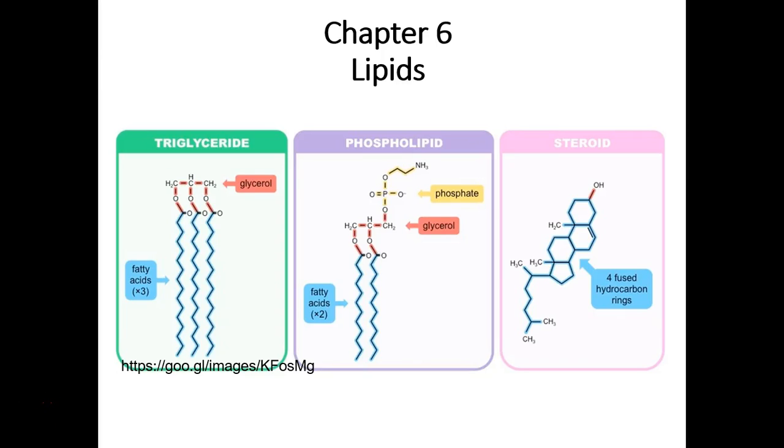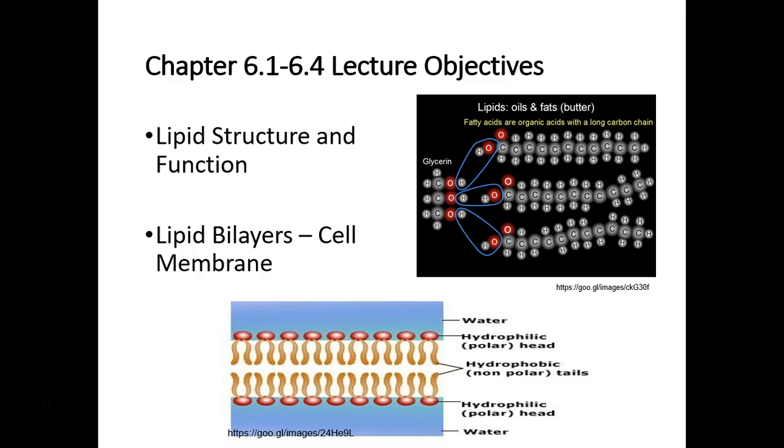Alright guys, this is chapter 6. We're going to be talking about lipids: triglycerides, phospholipids, and steroids. We're mostly going to be talking about these phospholipids because they make up cell membranes. And that's what the focus of this chapter is on, cell membranes.